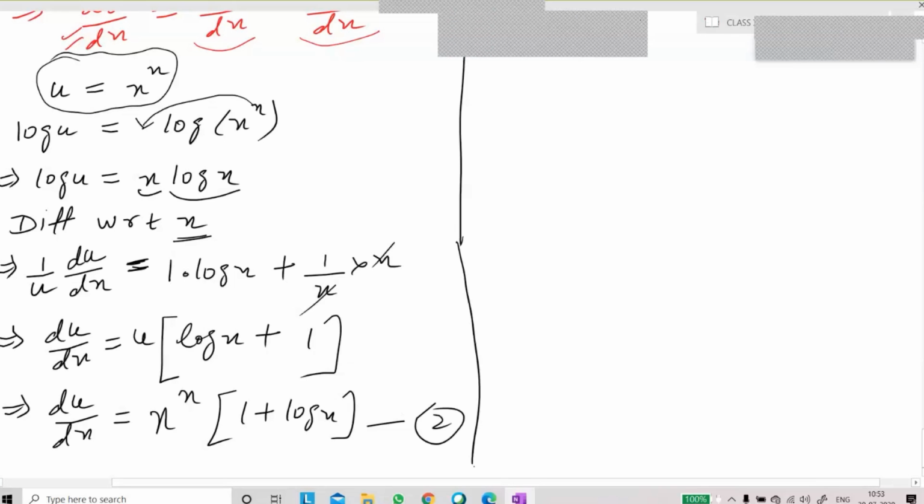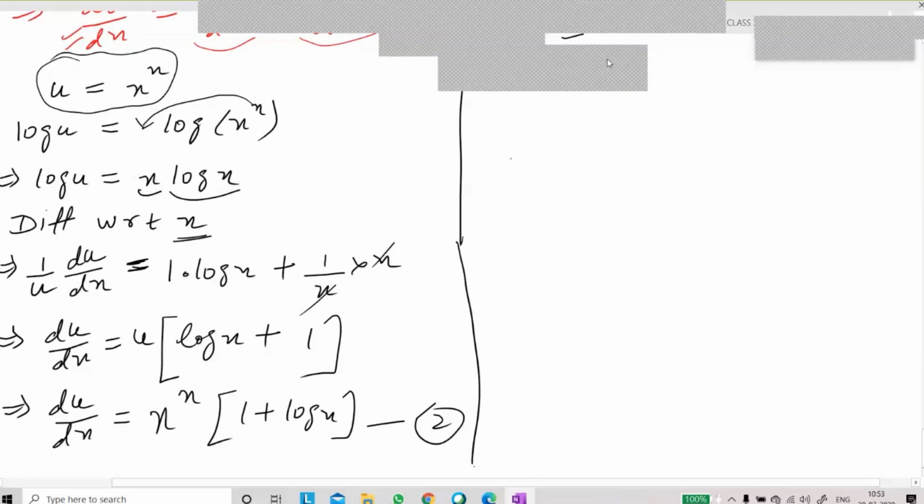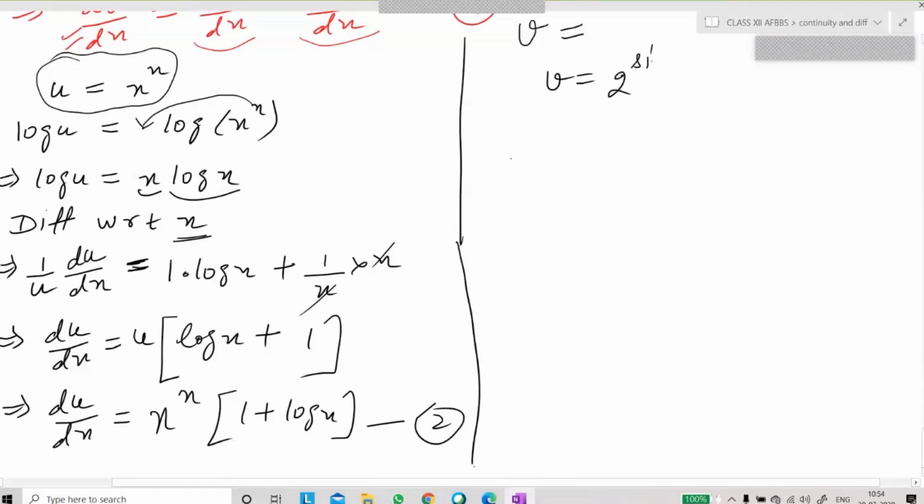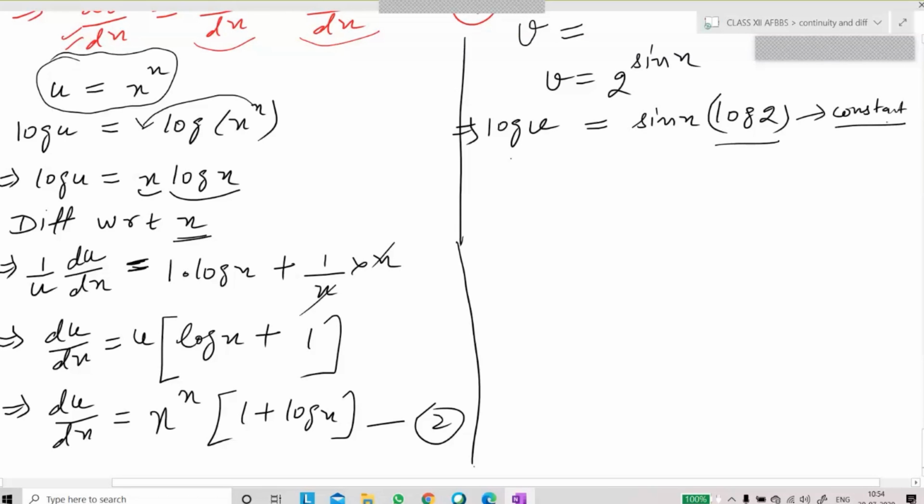And what was v? V is 2 raised to the power sin x. So again I have to take log. So it will be log v is equal to, now I am applying the property directly, sin x log 2. Now you can see log 2 is not a variable, it is a constant, like k, 2, 3, 4. Because log 2 will also be some real number. So I will treat it as a constant.